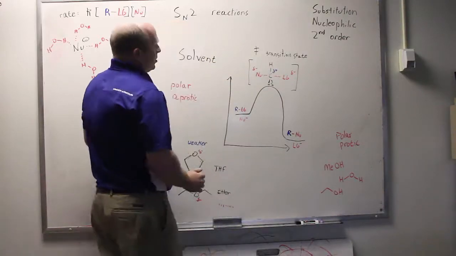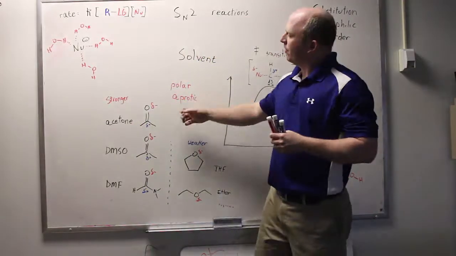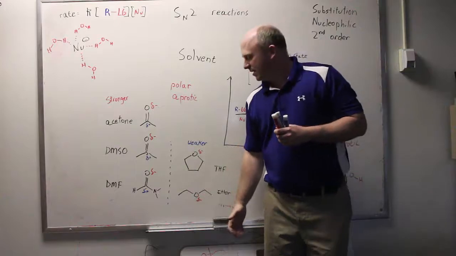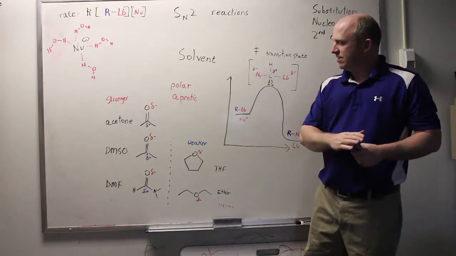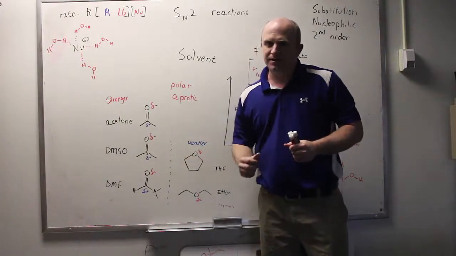So, if you're going to do an SN2 reaction, your solvent needs to be a polar aprotic one: acetone, DMSO, DMF. Those are your standard choices. The weaker ones are somewhat acceptable choices, but more often than not, if you're trying to do an SN2, these are the three solvents you want to use.